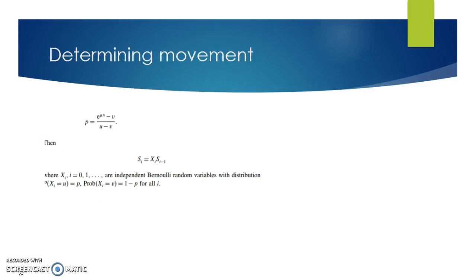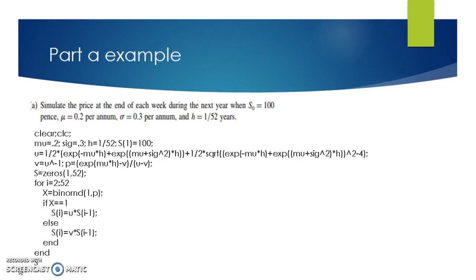So then using this, we can use the previous movement to determine what the next one will be, using Bernoulli random variables, which is just a fancy way of saying binomial numbers. So it's going to be 0 or 1. And we're going to do this over the course of a year. So it would like us to simulate this for the next 52 weeks for the next year using these variables that they've given us.